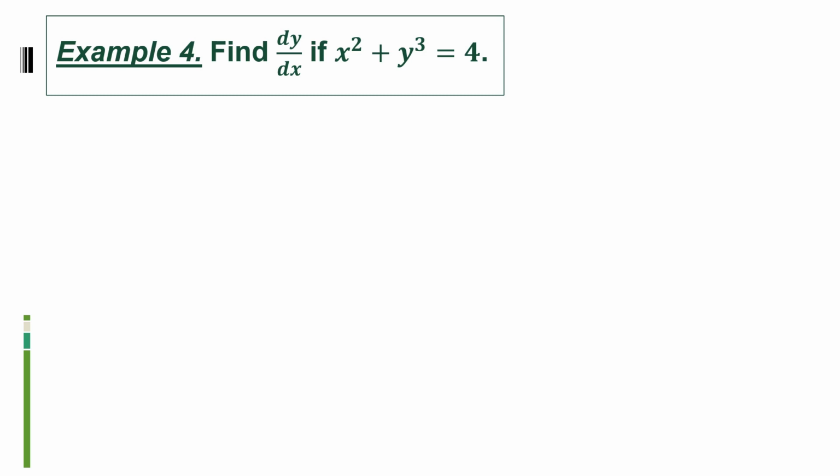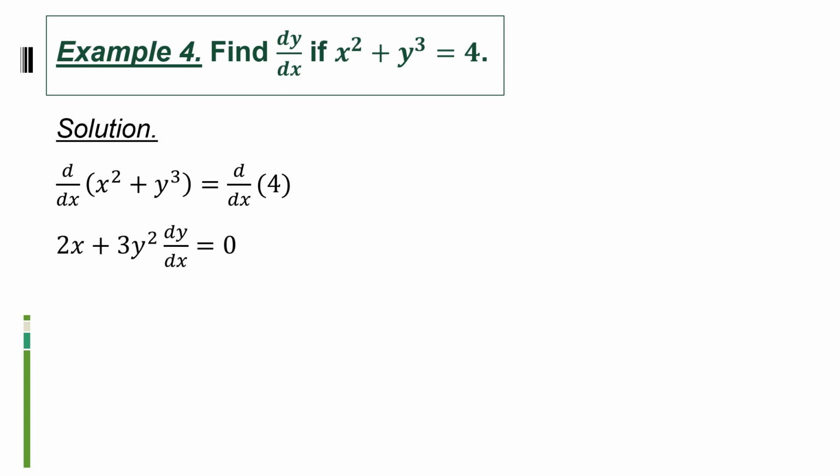Find dy over dx if x squared plus y cubed equals 4. So we differentiate x squared plus y cubed and differentiate 4. So we have 2x plus 3y squared dy over dx equals 0. Or that is 3y squared dy over dx equals negative 2x. Dividing both sides by 3y squared, we have dy over dx equals the negative of 2x all over 3y squared.